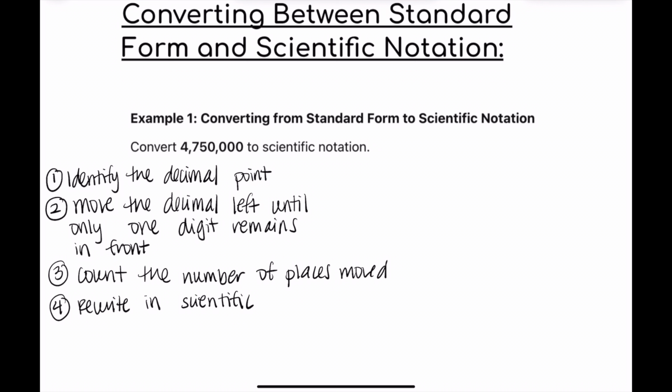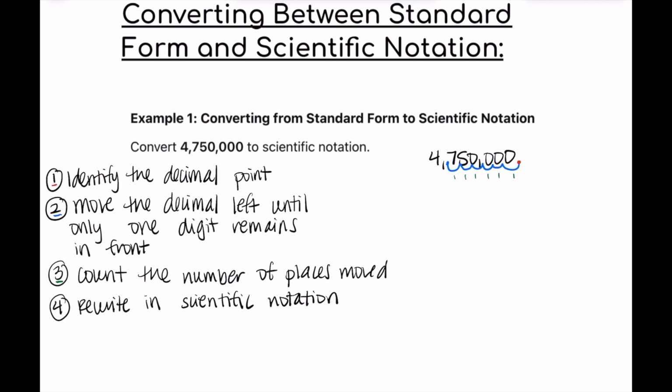So here we are given 4,750,000. The decimal place currently is at the end of that last 0. So I will mark step 1 in red. We can see where our decimal point currently is. Now in blue, I'm moving our decimal to the left until only one digit remains in the front. So now let's count those places. We have moved the decimal 6 spaces.